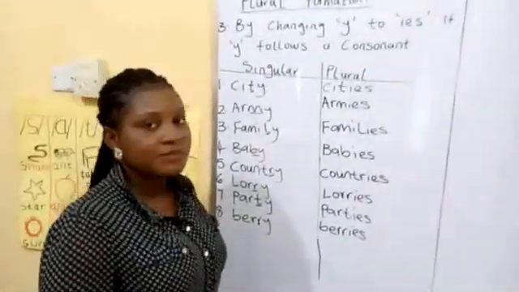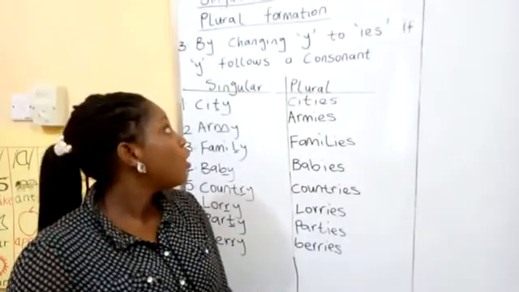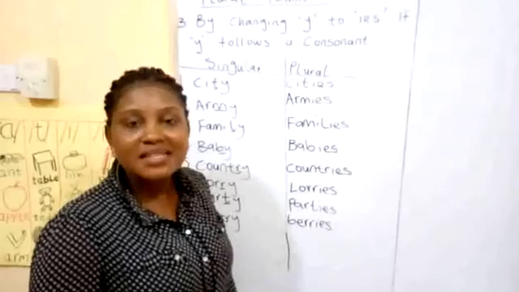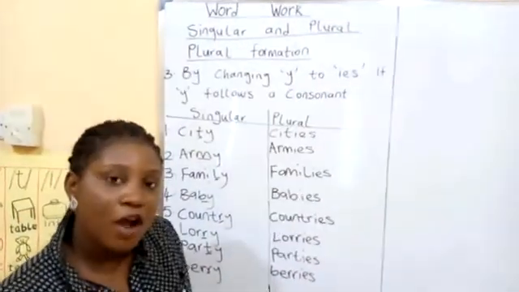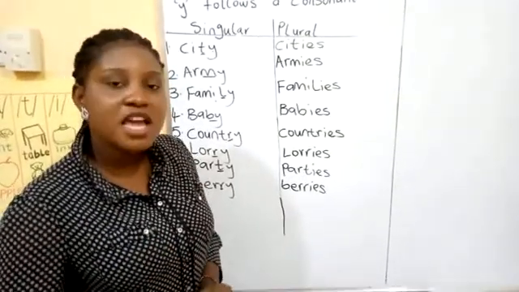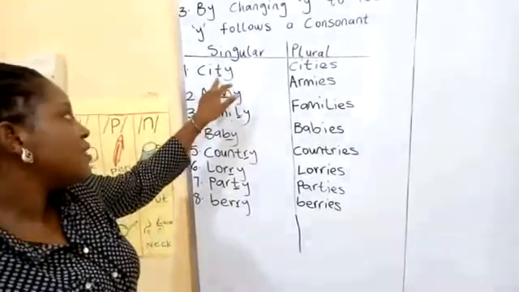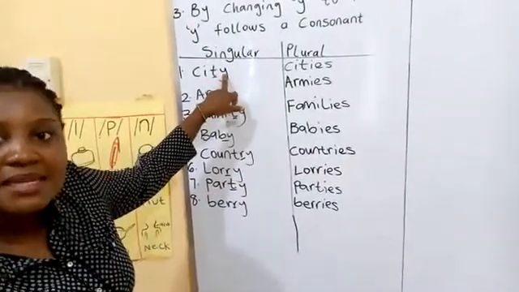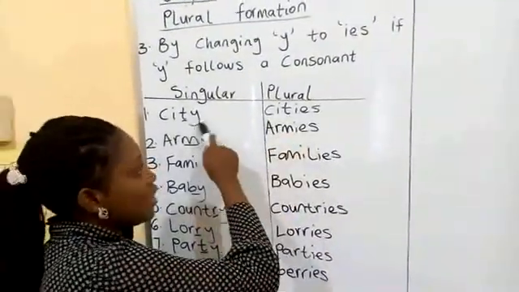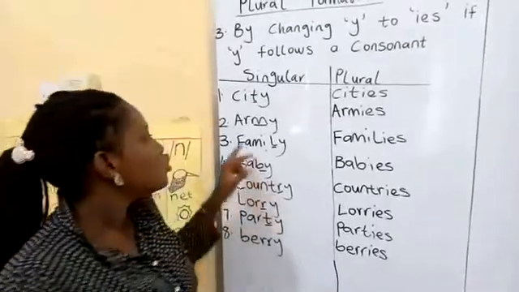Okay, what have we discussed so far? We have said that we form plurals in different ways, and the third way of forming plural is by changing the Y to IES. Don't forget, we change the Y only if the Y comes after a consonant sound. We saw here that city, the T that comes before the Y is a consonant. So what did we do? We changed the Y to IES. It's no longer city, but cities.